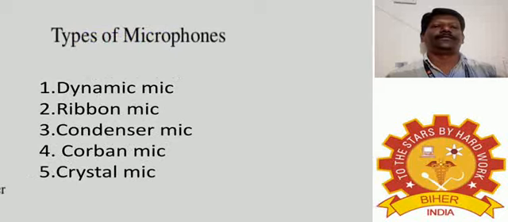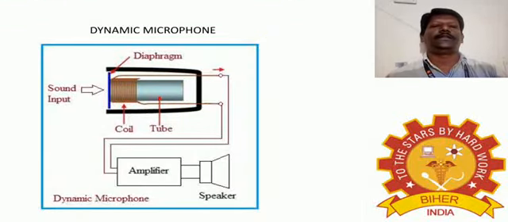Types of microphone. So there are 5 types in microphone: dynamic microphone, ribbon microphone, condenser microphone, carbon microphone and crystal microphone. So what is dynamic microphone?